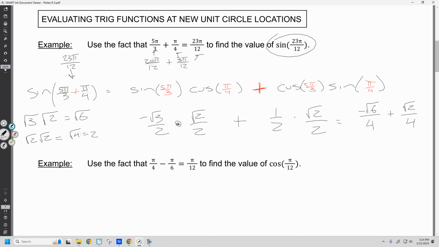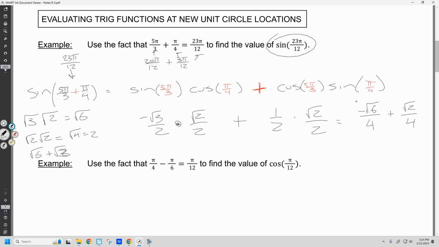Now, negative root 6 plus negative root 2 is not root 8. For example, you could use root 6 plus root 3. You're like, oh, root 6 plus root 3 has to be 3. It's not. So we can't add roots together. We can multiply roots together.